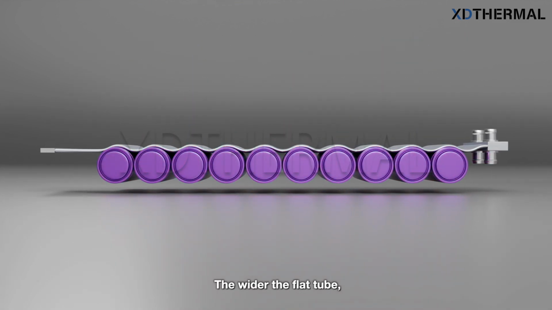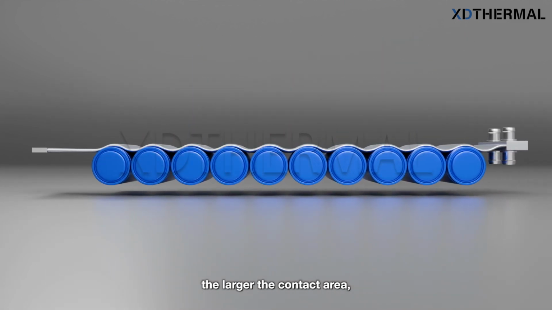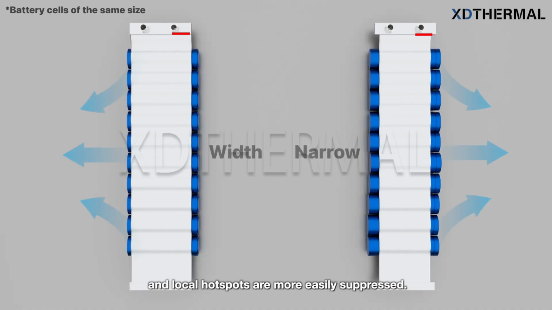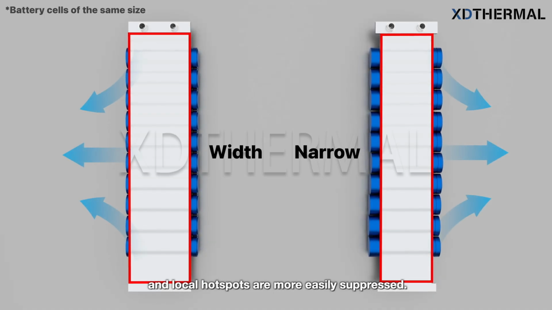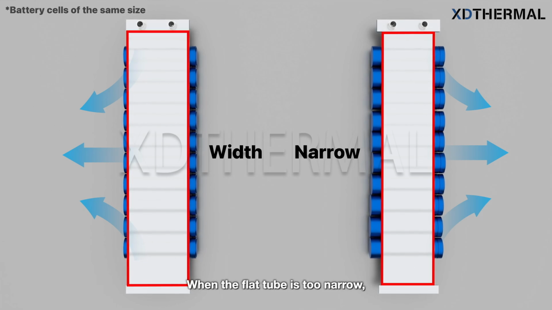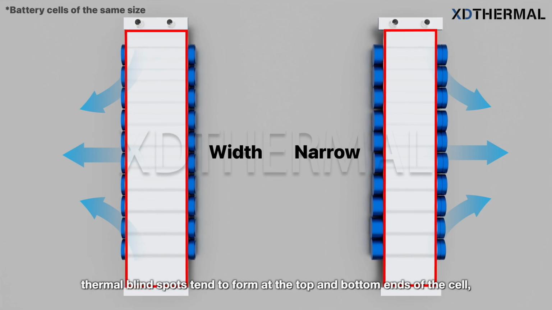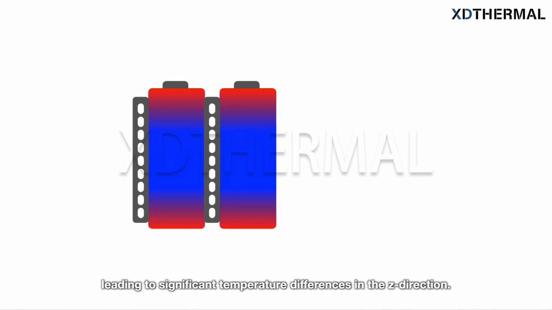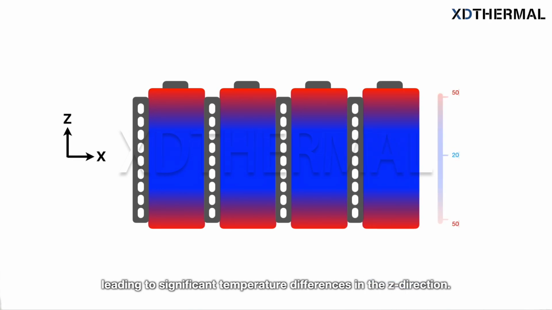The wider the flat tube, the larger the contact area, the more thoroughly heat is removed, and local hotspots are more easily suppressed. When the flat tube is too narrow, thermal blind spots tend to form at the top and bottom ends of the cell, leading to significant temperature differences in the Z direction.